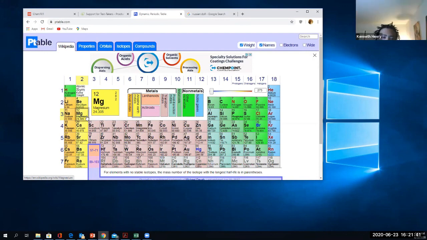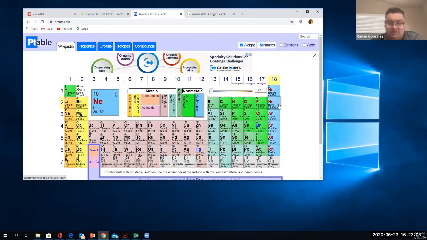How many is aluminum going to lose? 3. Okay, so it's going to lose 1, 2, 3, so it ends up being like neon. How about magnesium? 2. 1, 2. And then we have sodium. 1. Okay, piece of cake. So in that case, after they've done that, they're going to have the same electron configuration as neon.